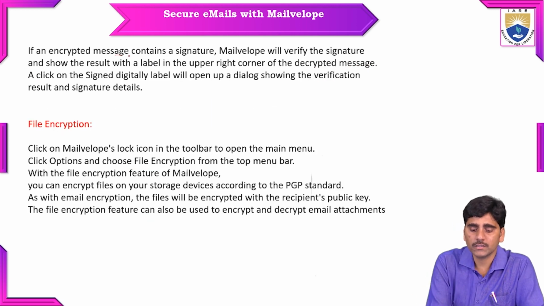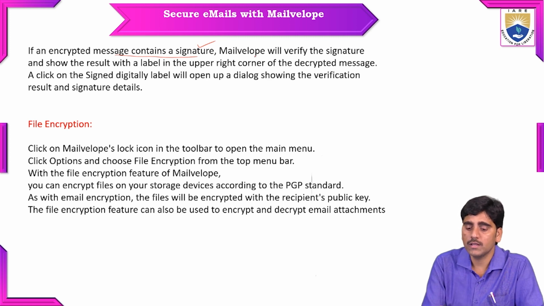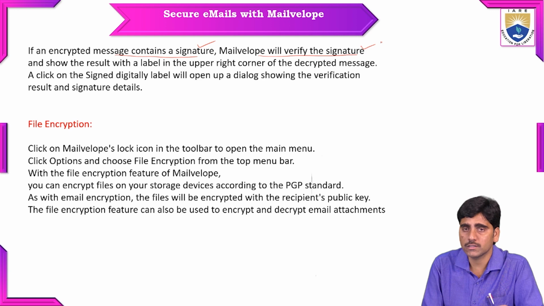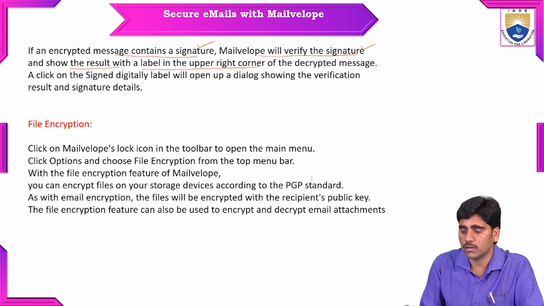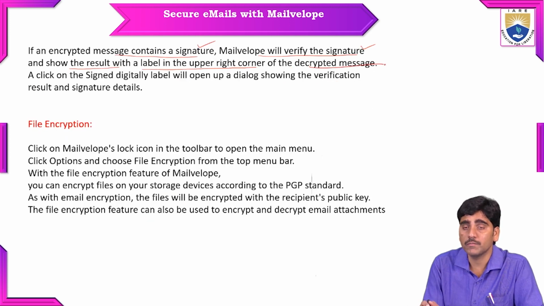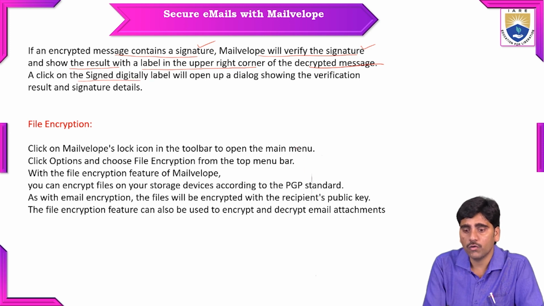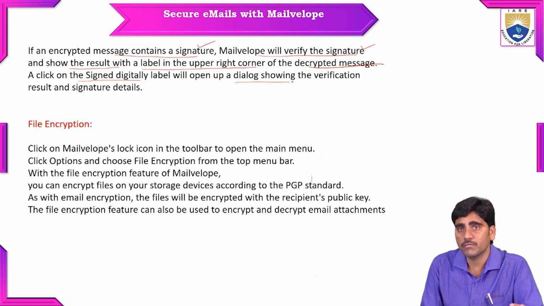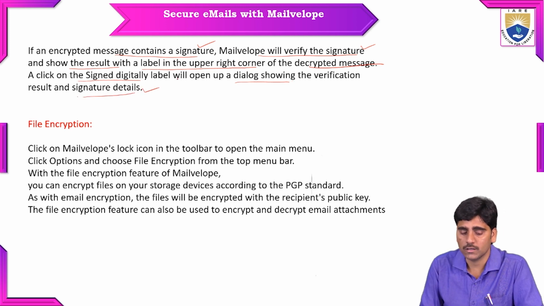If an encrypted message contains a signature, the mail will verify the signature and show the result with a label in the upper right corner. Here it is showing in the upper right corner of the decrypted message. A click on the signed digitally label will open up a dialog showing the verifying result and the signature details.